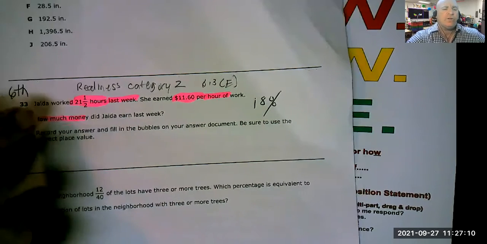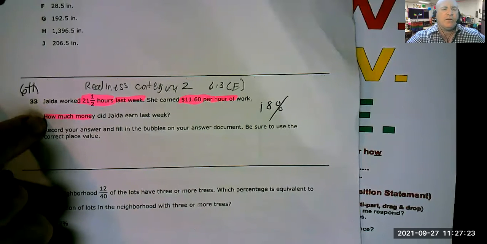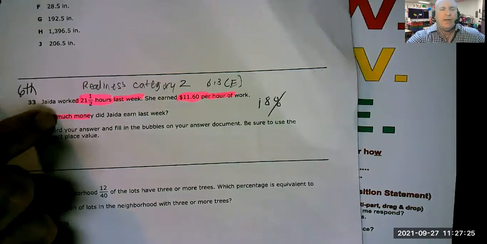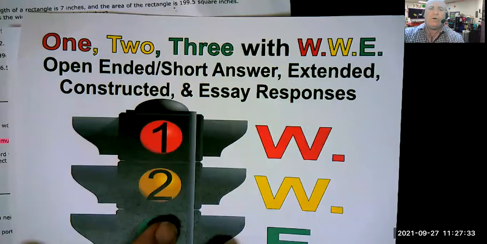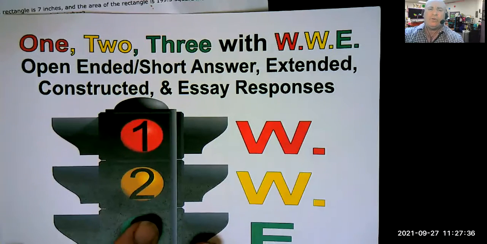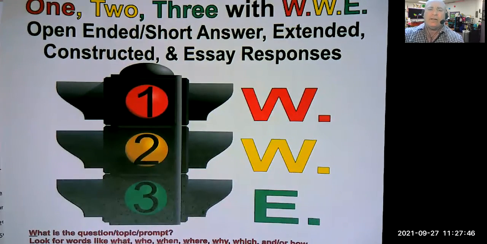And so I'm going to start showing you. This will be the first video that has my traffic light for open-ended, where we can start building our confidence when it comes to any kind of answer choice that's not multiple choice. So this is an introduction to my new traffic light. It's called 123 with WWE. It's an open-ended, short answer, extended constructed and essay response guide using a traffic light.